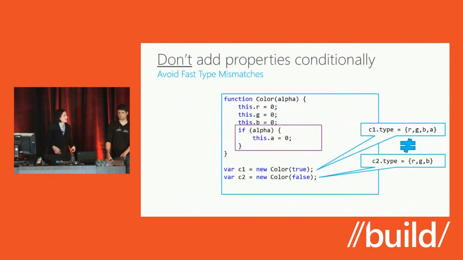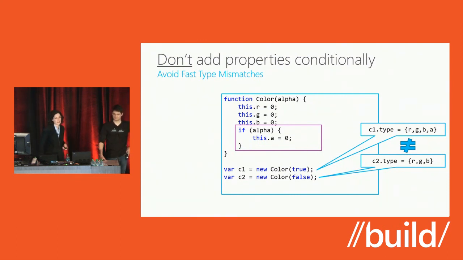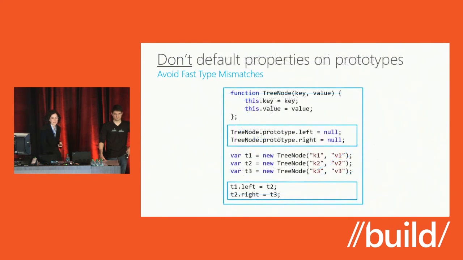The other thing that we actually see fairly commonly is adding properties conditionally. So if you add a property conditionally, again, this is something that will force us to back into the property bag approach, and we can't do optimizations. And also, don't default properties on prototypes. If you have a default value, just basically set the default value. Otherwise, you're going to end up with a lot of intermediate types that, again, will stress our garbage collector and will stress the overall system.